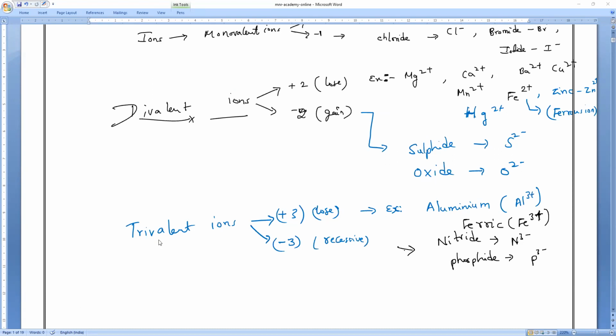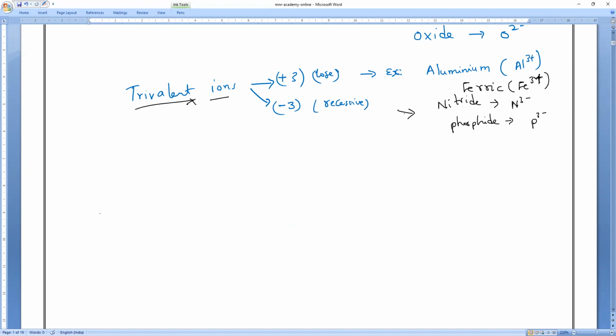Next, the last type of ions. A group of atoms together share the charge. What do we call that?